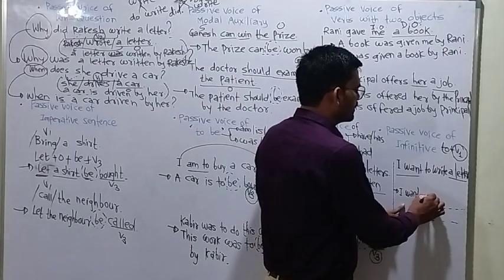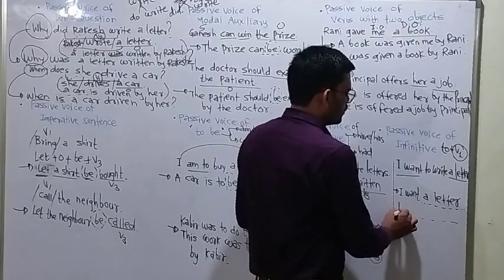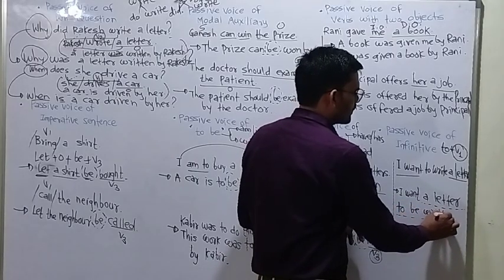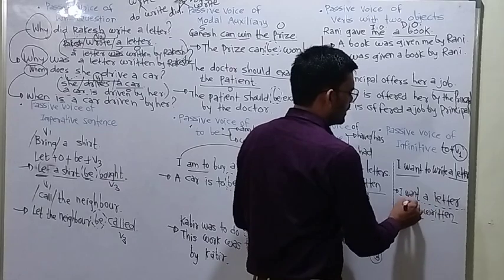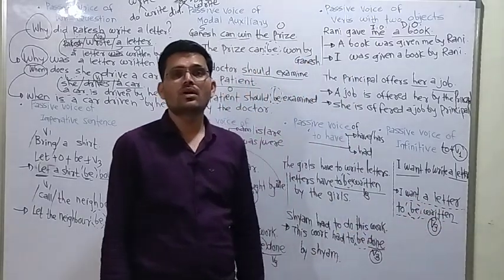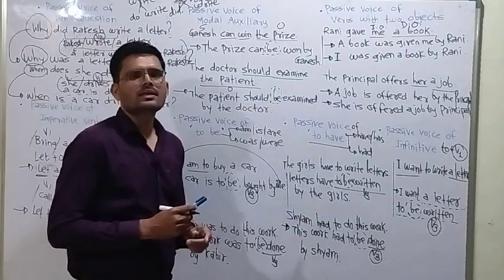I want a letter to be written. Okay, be is new one and written is a V3. So that is called a passive voice of a particular infinitive type of sentence.